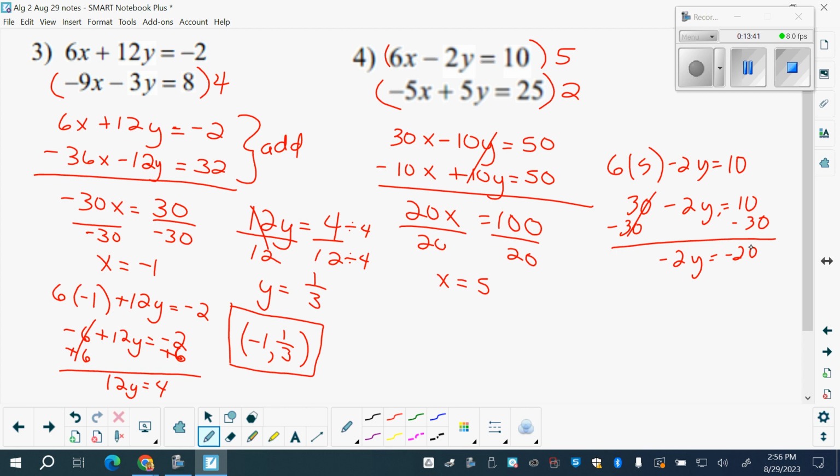What undoes multiplication? Because we want to get that negative 2 out of there. So what do we want to do to both sides to get y by itself? So divide. So these cancel, and then we get y equals 10. So our solution is 5, 10.